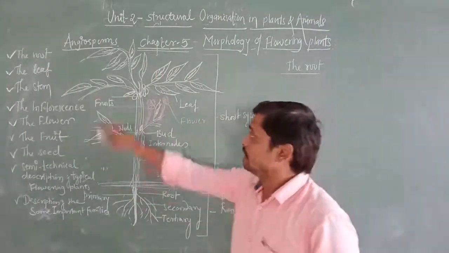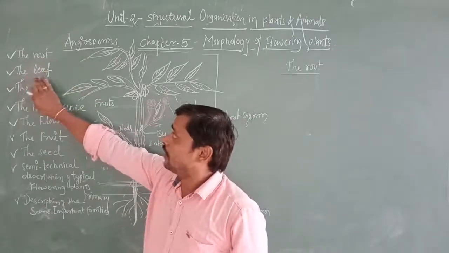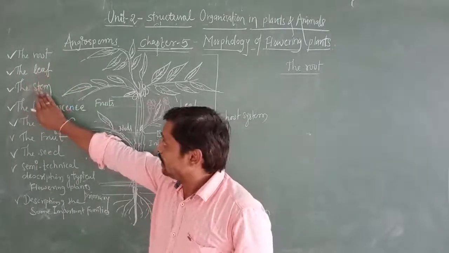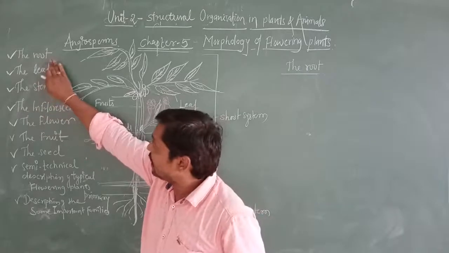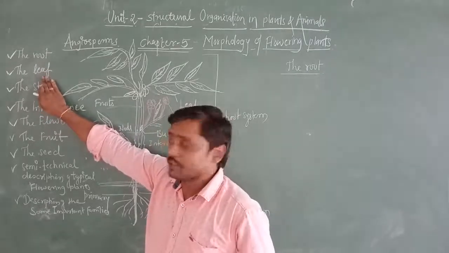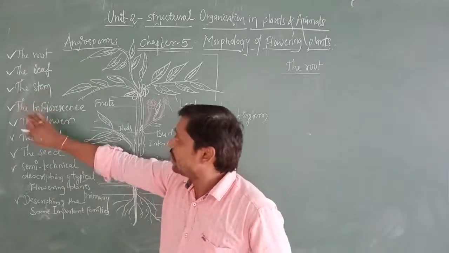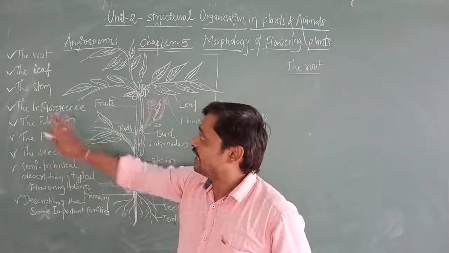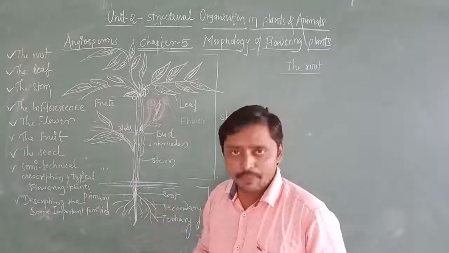We are going to study the root, the leaf, and the stem in detail. Next, the inflorescence. Inflorescence means the arrangement of flowers.